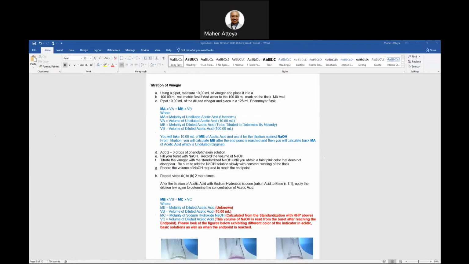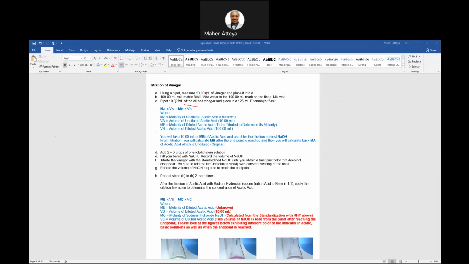You will pipette with the pipette there 10 ml. So here it is. 10 ml of your vinegar. There's vinegar in the back. You take a small tiny beaker, fill it a little bit, and then you can pipette 10 ml of vinegar. You put it inside this 100 ml flask, and then you will fill the flask up to 100.